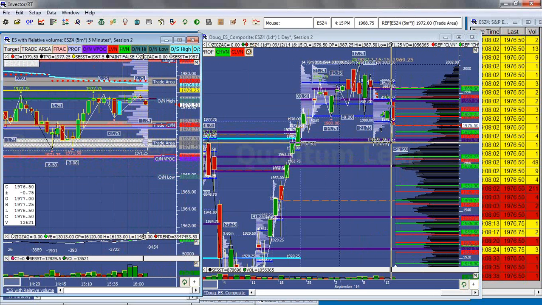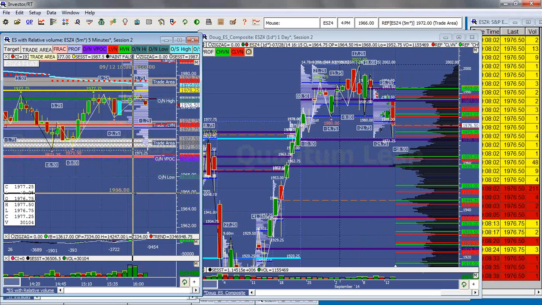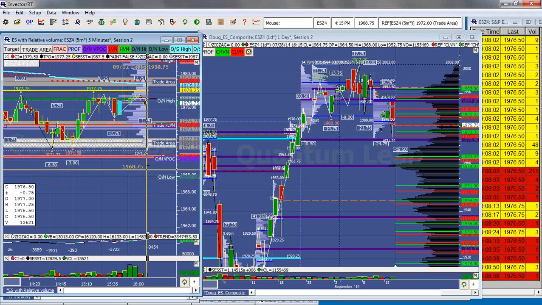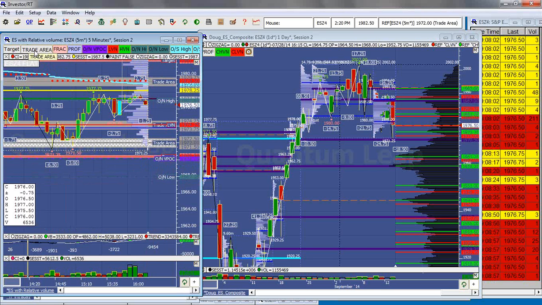And then, below that, that 69.25, that's going to be a key level, because that's going to be that LVN community trade area.